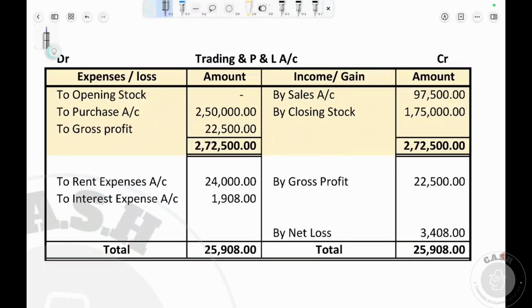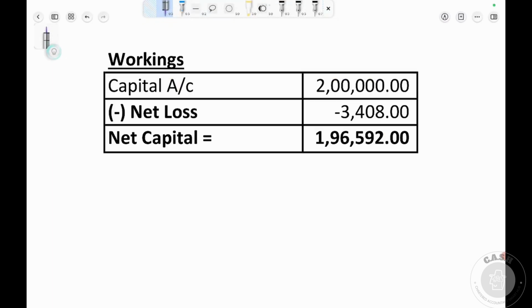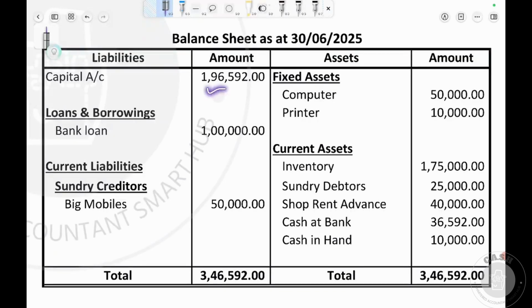In the P&L account it is showing net loss. So this loss means the company is simply saying I won't pay this amount forever. What does it mean? Owner gave capital of 2 lakh, but the company is in loss of 3,408. That means the company is directly telling the owner that if you close the business as on 30th June 2025, that is on balance sheet date, I will only return you this amount. So that is what is reflected here.